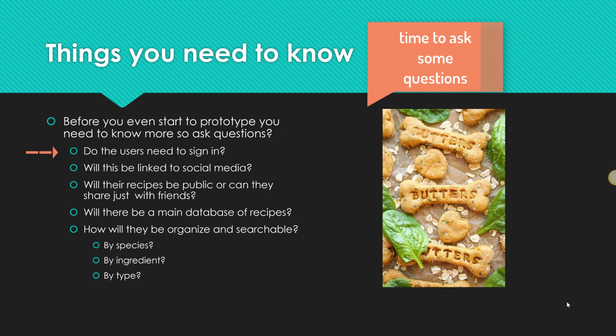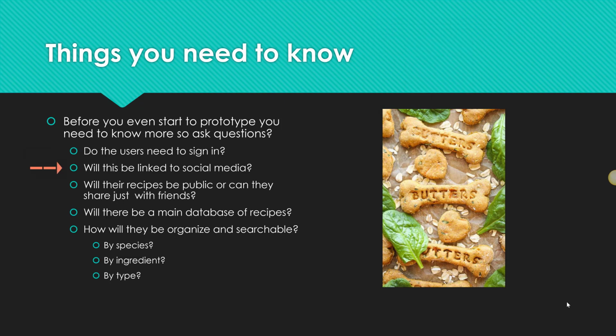So do the users need to sign in? Will there be a link to a social media? Will the recipes be public, or can they just share them with friends? Will there be a main database of recipes? How will they be organized? And how are they going to be searchable? Are you going to be able to search by species, by ingredient, by type?